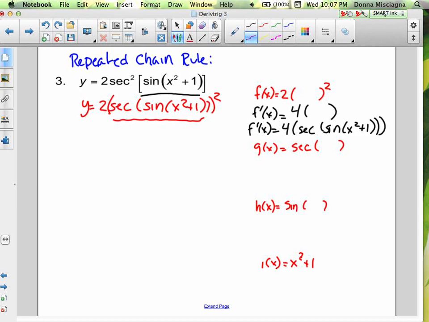Anyhow, the derivative of the secant blop, derivative of secant is secant tangent. So g prime of x is equal to secant blop tangent blop. And what's the blop? The blop is the sine x squared plus 1. So g prime of x is secant sine x squared plus 1 tangent sine x squared plus 1. Yeah, we can squeeze that in. And I actually do need the parentheses right there, because we're taking the sine of all those things.